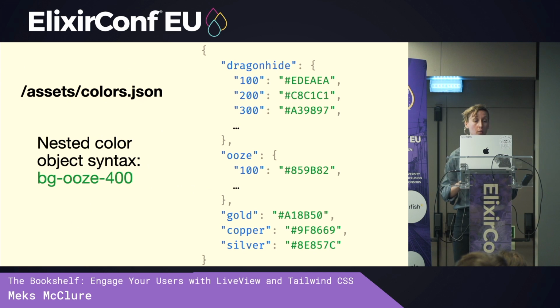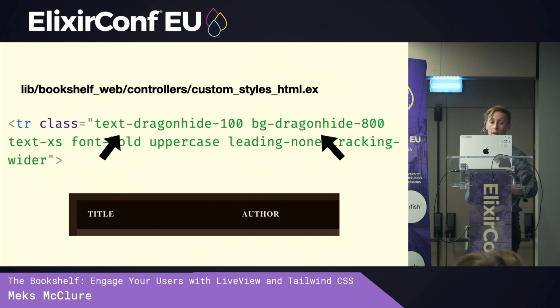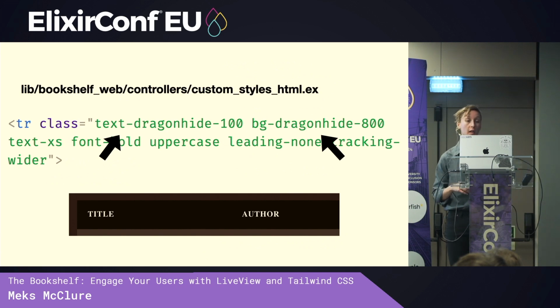Her palette includes multiple shades of the same color, and so she groups them together using the nested color object syntax. The nested keys are combined with the parent key to form class names, like for background, bg-ooze-400. Now she can use these as regular Tailwind utilities for text and background colors.